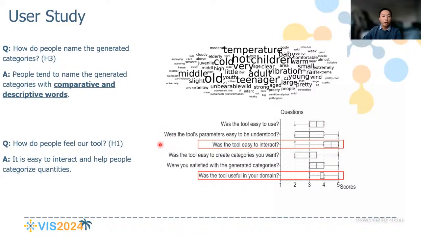Eventually, do they like our tool? This corresponds to hypothesis 1. How do people feel about our tool? We collected the results from the questionnaire and visualized them using a Likert scale. The results show the tool is easy to interact with and helps people categorize the quantities.